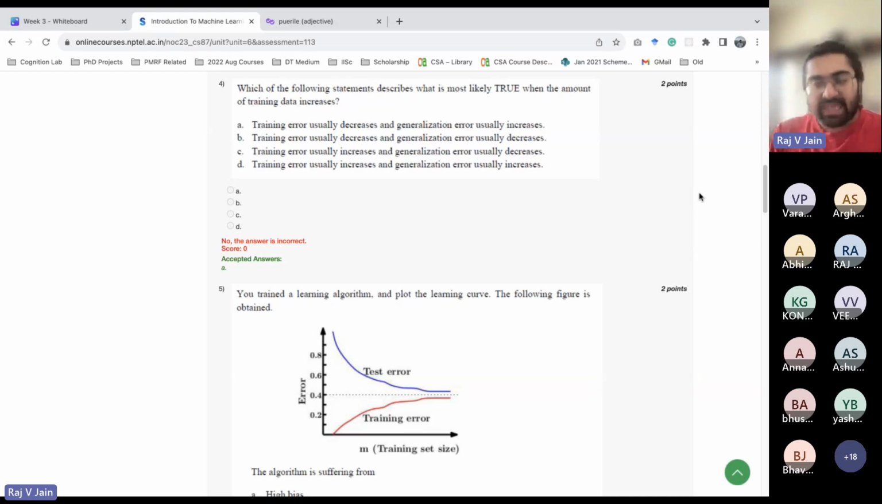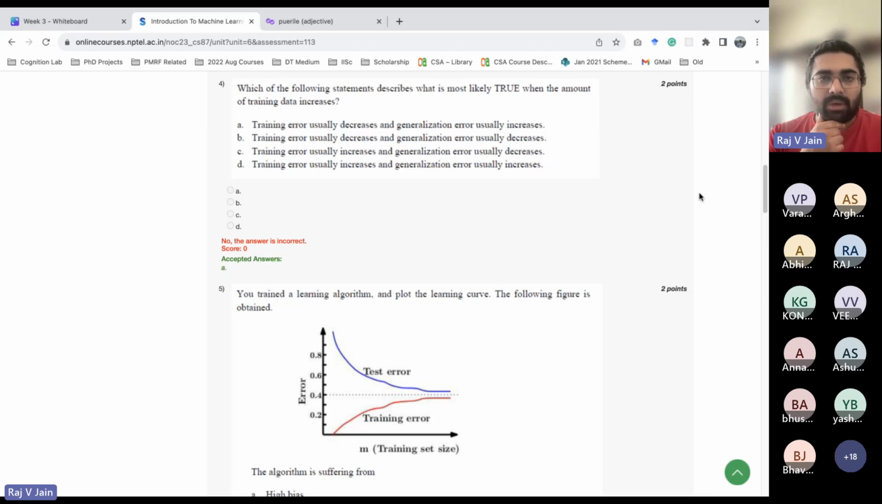And why training error usually decreases is because the model is asked to do well on the training data at the end of the day. So either I increase the amount of training data or decrease it, ideally the training error usually has to decrease because that's what you're trying to optimize for. So hence, I guess that's the right answer. But I get your point, that it could be dependent upon the model complexity, etc.